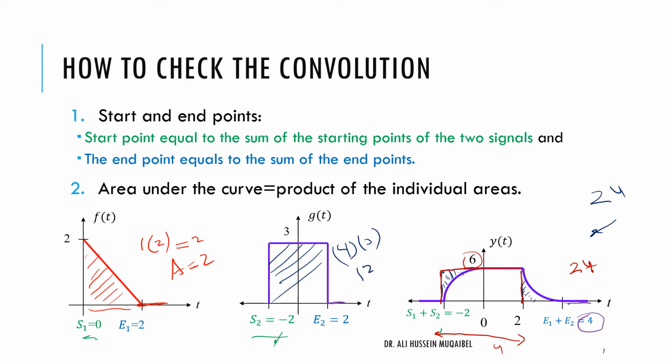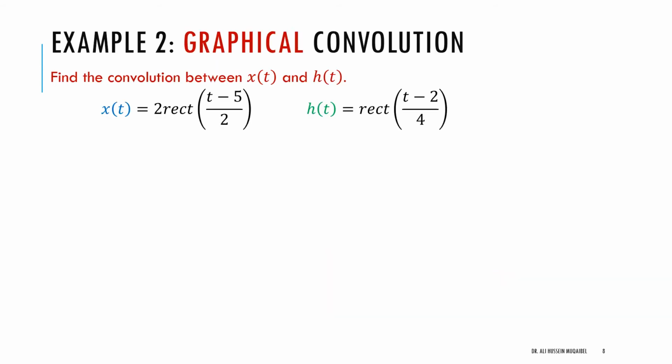Next, we're going to move into some other examples just to verify the concept. Graphical convolution example number 2. Find the convolution between the following two signals. I'm sure you know how to sketch these signals. It's a rect. This is the width of the rect, and that's the shifting point. So basically, this is of course the scaling amplitude.